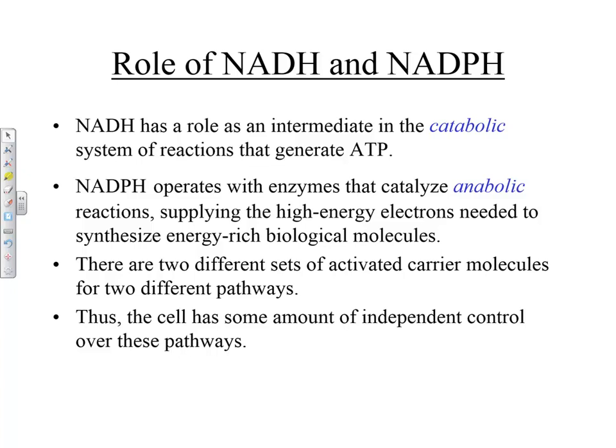Across the cell membrane, there is a potential gradient, and there are enzymes called ATP synthase, which will couple the energy in the high energy electrons to the charging of molecules of ADP into ATP and so on.